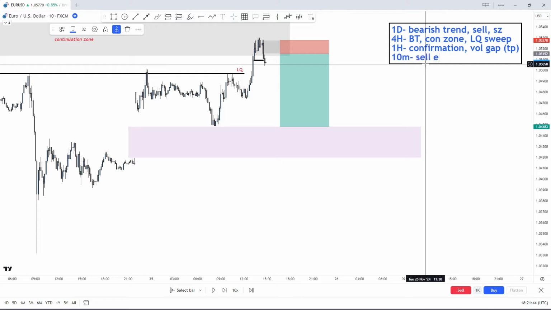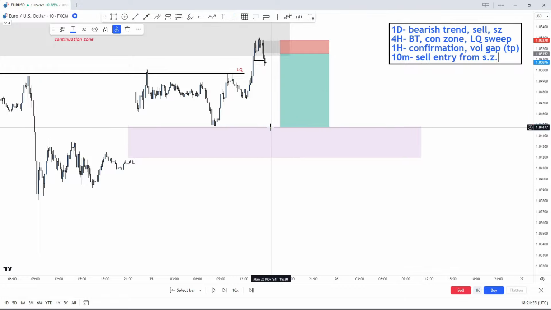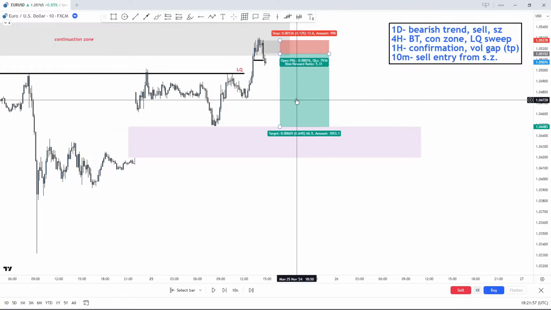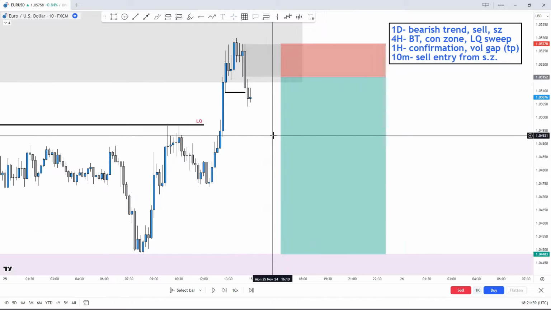Sell entry from supply zone. And then we all know the TP is at the volume gap. And that's all that's necessary for the 10-minute time frame.